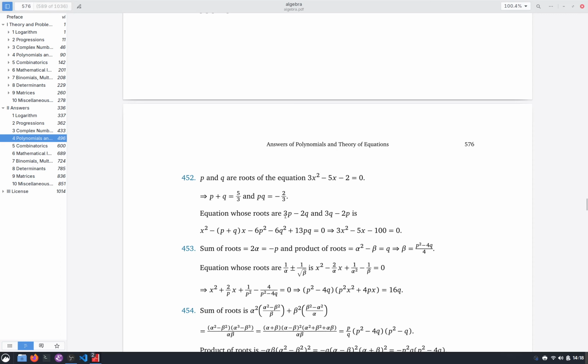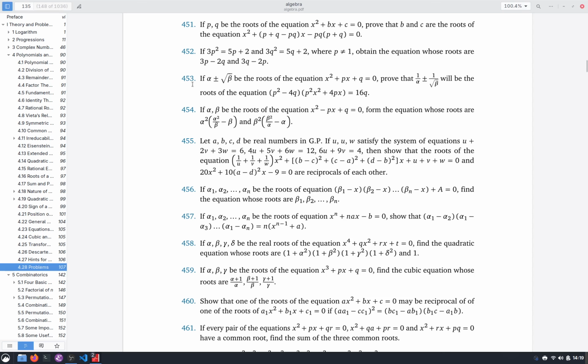So the equation whose roots are 3p minus 2q and 3q minus 2p would be x square minus (p plus q)x plus the product, which is 9pq minus 6p square minus 6q square plus 4pq, that is 13pq minus 6p square minus 6q square, is equal to 0. 3 3 are 9 and 2 2 are 4. Now we substitute the value of p plus q and pq here, and p square plus q square can be written as p plus q whole square minus 2pq. So you substitute and solve, you will get 3x square minus 5x minus 100 is equal to 0.